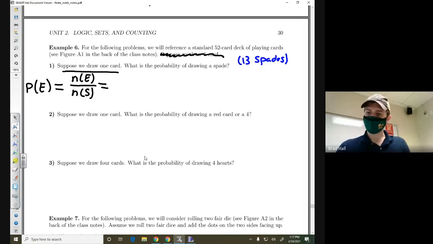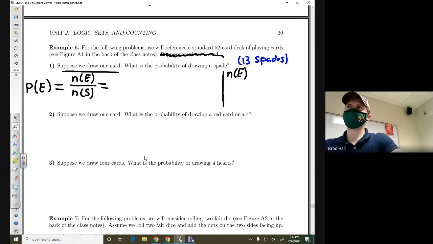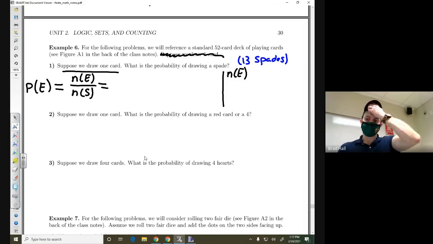So maybe I can fit this over here. So the first question we need to ask is, what's the event that we're looking for? What's the event, just in words? I guess a spade. I guess that does answer the question. We're drawing, the event is just drawing one spade. That's the event.